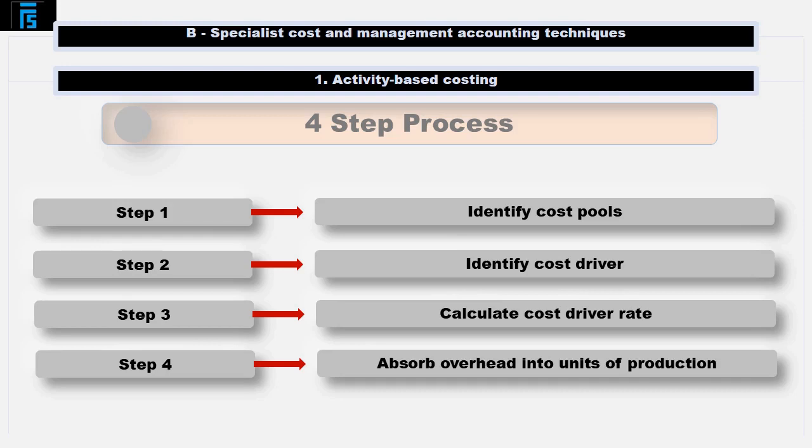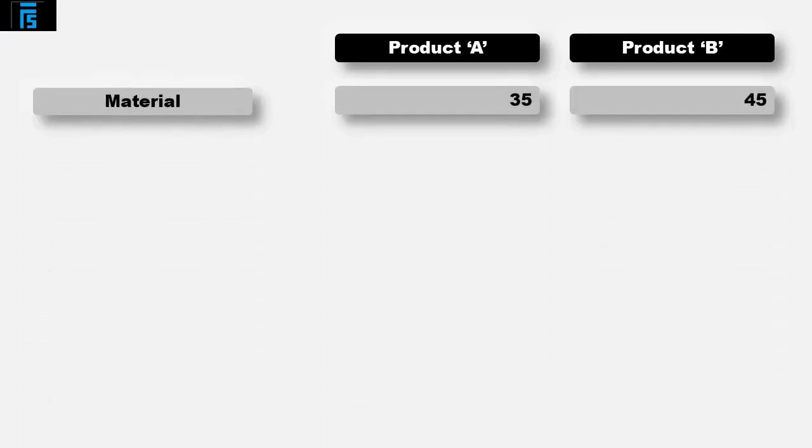Let's apply these steps to a new comprehensive example. Costing company produces 2 products, product A and product B. The budgeted cost information for each product is as follows. The direct material costs are given as 35 for product A and 45 for product B.